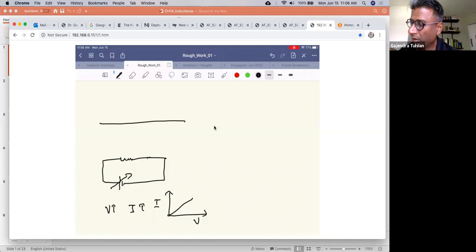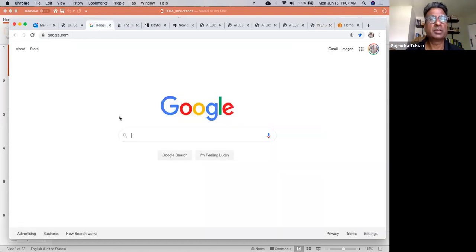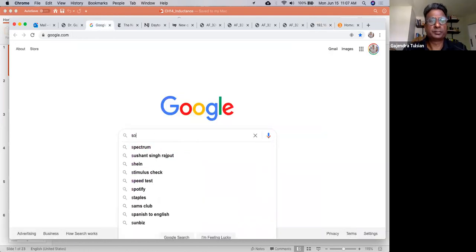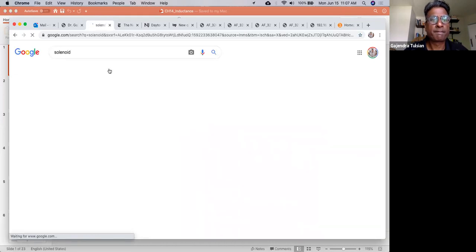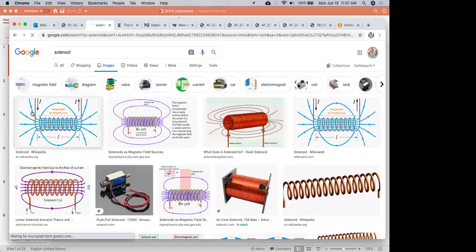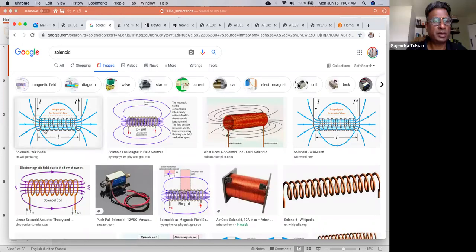Now I'll take the same piece of wire and wind it in a spiral like this, like a solenoid. Let me show you a picture of a solenoid, for instance. So I take that straight piece of wire and wind it like that. Again, this is a solenoid.